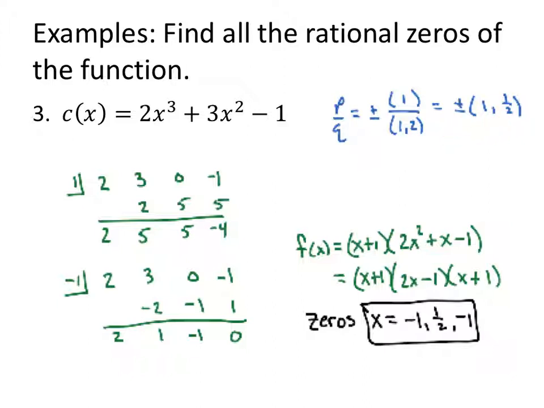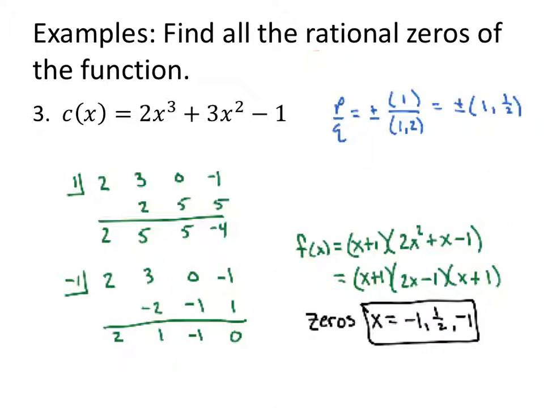We don't know. So I try 1 because I always start with 1. I do not get a 0 remainder, so I know that this is not a factor. Not a 0. x equals negative 1, I try it in the original. Remember, that's 2x cubed, so I'll have 2x squared plus x minus 1 as a factor. I see that x equals negative 1 is a 0. 2x squared plus x minus 1.